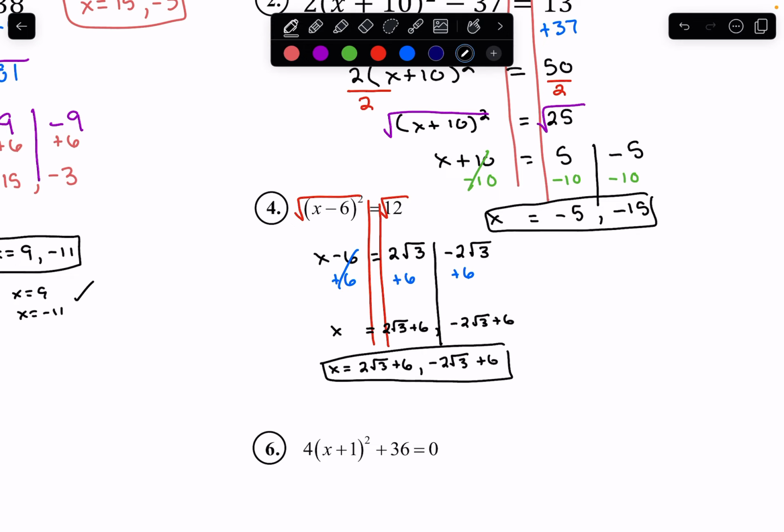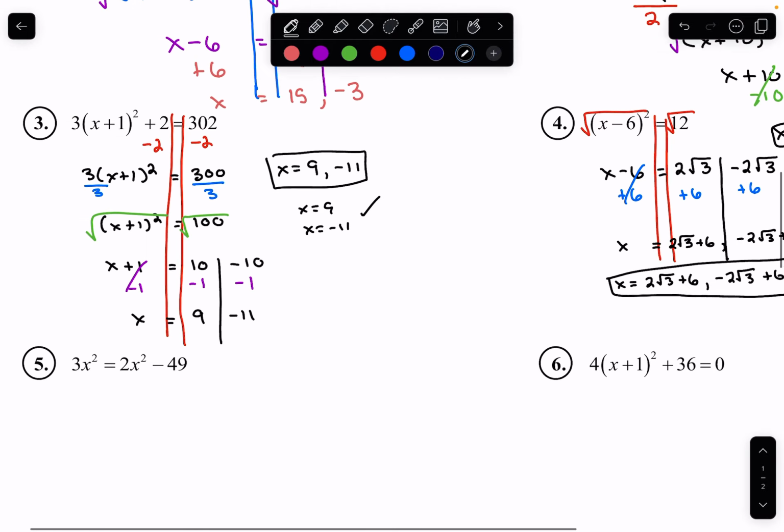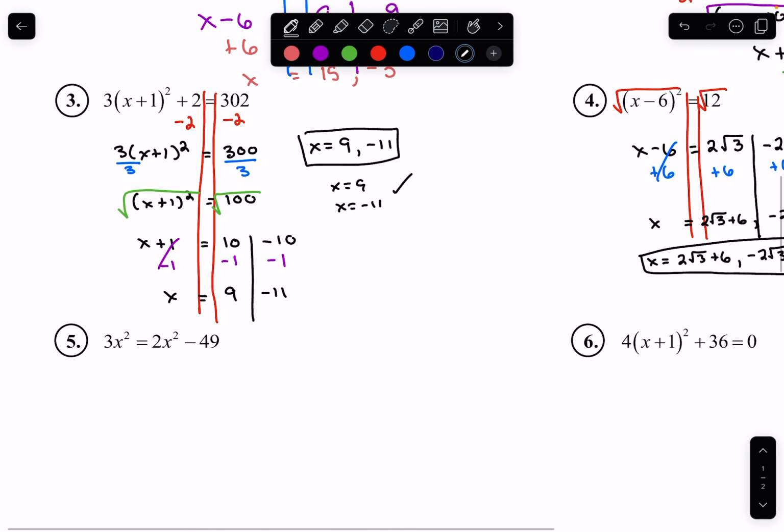So you don't have to actually add those numbers together. You could, and I'll still give you credit for it, but you don't have to in case they're ugly numbers, okay? All right, let's try number 5.